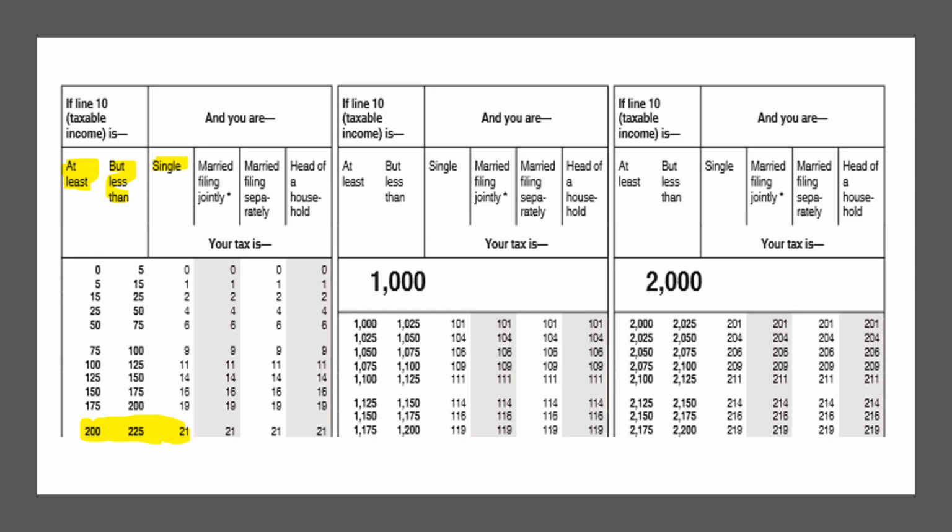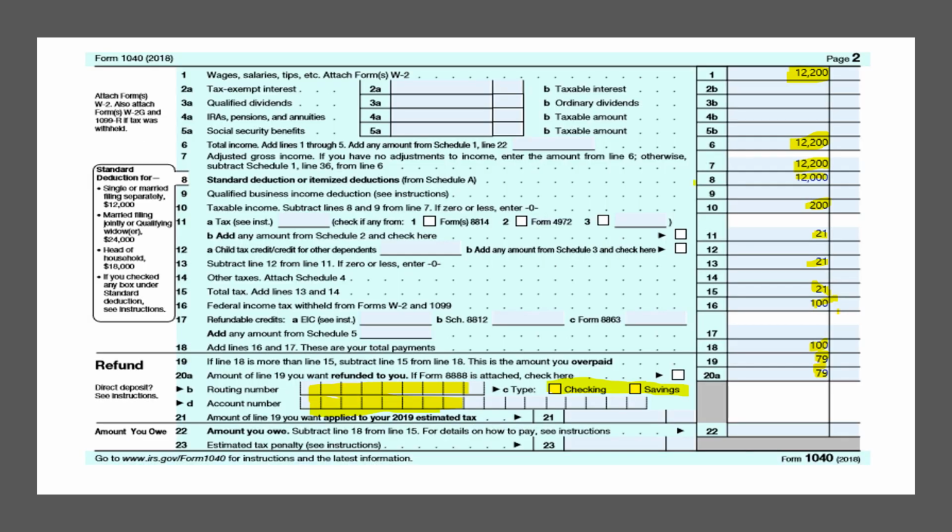This is the tax table that can be found in the IRS instructions starting on page 67. In our example, you made $200. So since you made at least $200 but less than $225, if you follow the single box down, your tax will be $21. Place the amount of calculated tax on line 11, which in our example is $21.